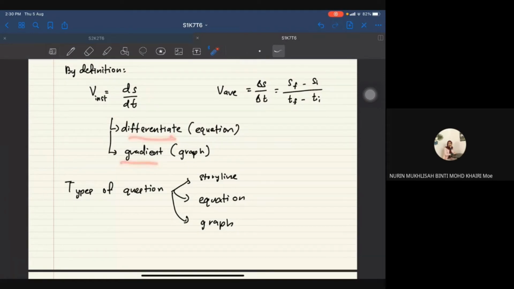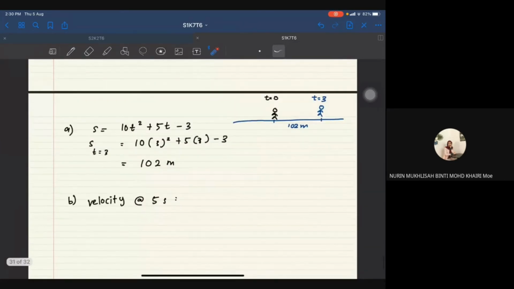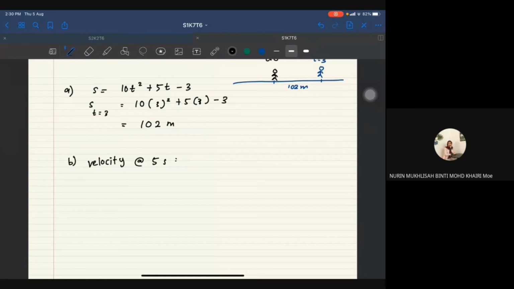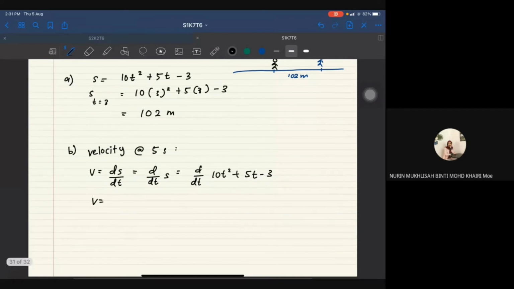Other methods, like the earlier question, were given; this question is not. So if you want to differentiate, make sure you are given an equation. Usually the equation is given. Okay, so what you need to do first, you differentiate. So V equals ds over dt. This is its formula, but actually you can write it like this, d over dt, you differentiate s. This is just like maths. So it's 10t squared. I haven't differentiated yet, so just write it. Then when we differentiate, according to Mukisa earlier, it becomes 20t plus 5 minus 0. So, we are left with that.